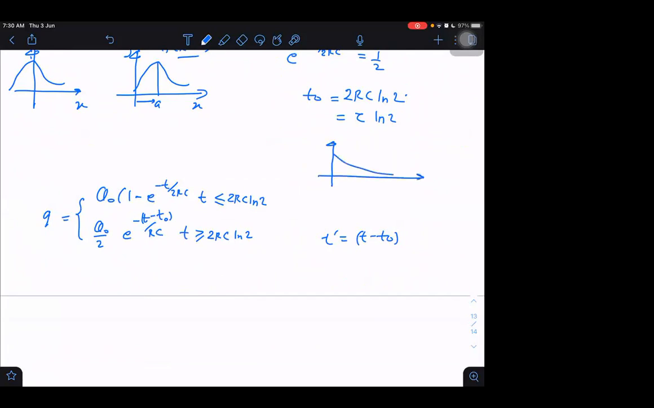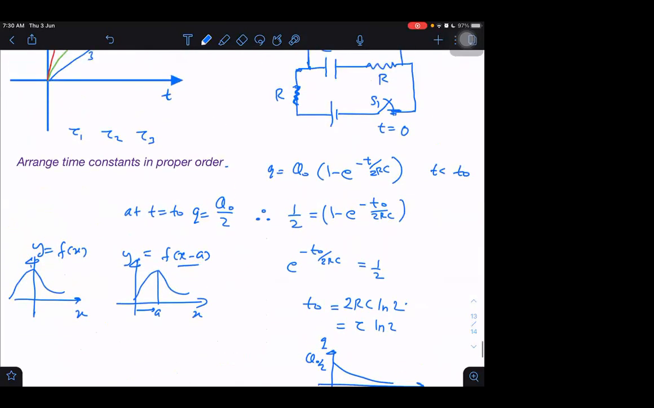If it is like this graph, q naught divided by 2, then our graph would be q is equal to q naught by 2 into e raised to power minus t by RC. This would be the graph if it is starting from origin, but it is a shifted version. So for the shifted version, the graph will have a t minus t naught expression.